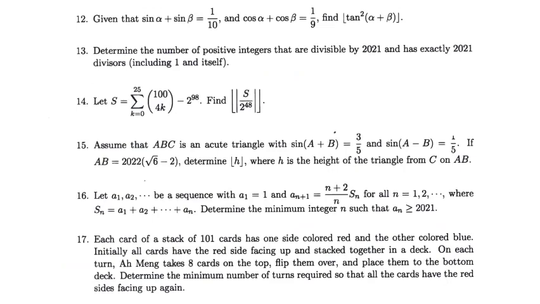SMO Singapore Mathematical Olympiad 2021, open section first round, problem number 12. Given that sine alpha plus sine beta equals 1 over 10 and cos alpha plus cos beta is equal to 1 over 9, find the floor of tangent squared of alpha plus beta.